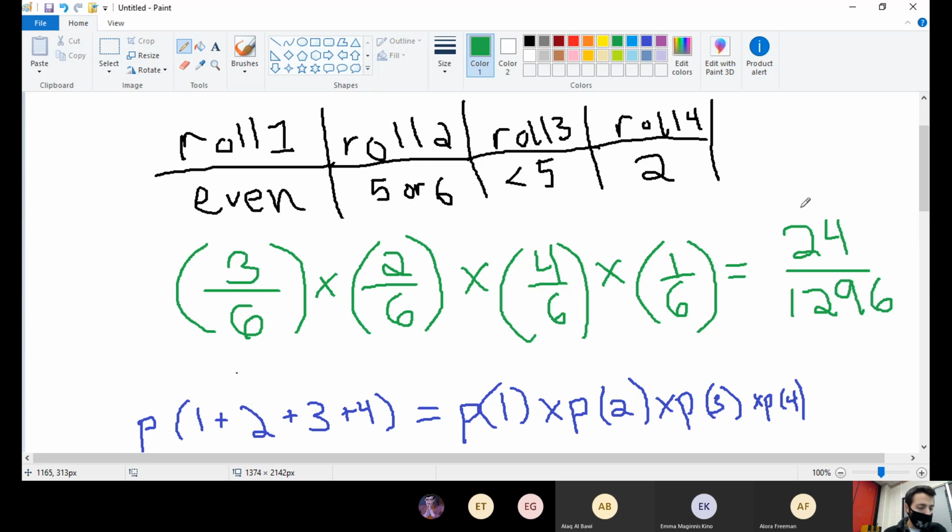All right, and if we put that fraction in our calculator, we would get about 0.02. I'm rounding here. And so what that means is there's a 2% chance that if I roll a die 4 times, the first time it'll be even, the second time it'll be a 5 or 6, the third time it'll be less than 5, and the fourth time it'll land on 2 exactly. 2% chance of that happening.